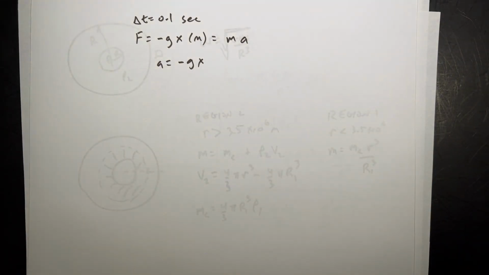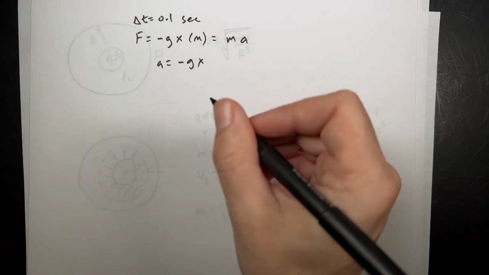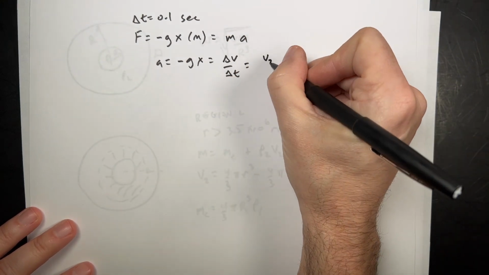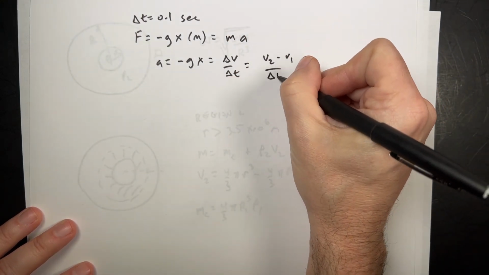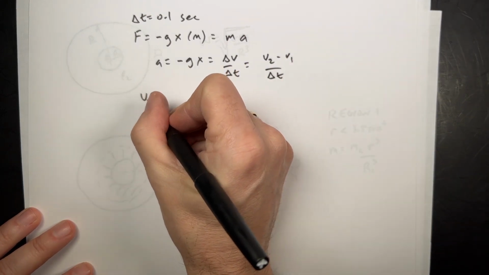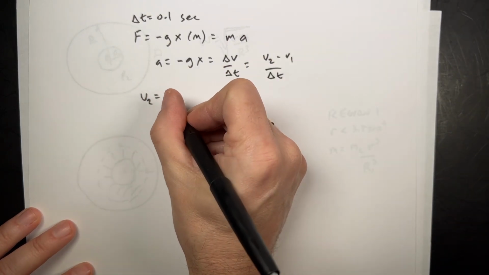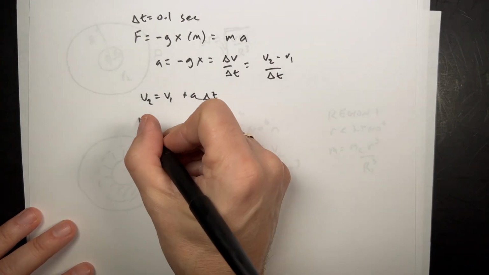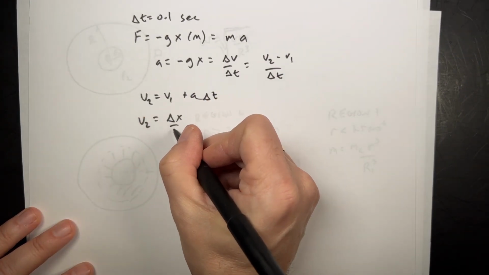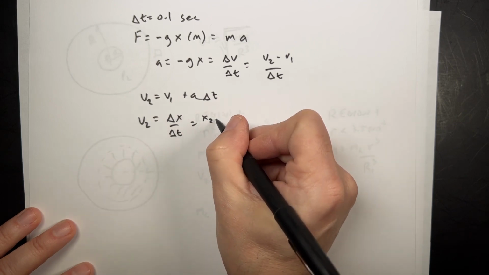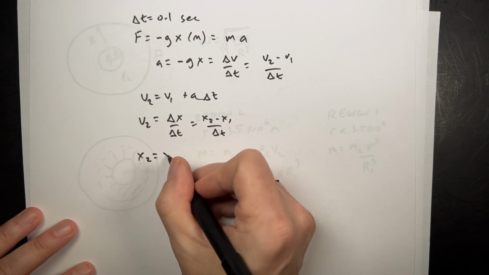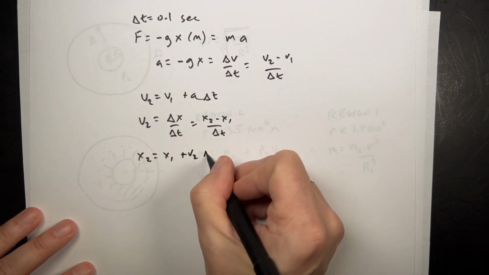Now, if I assume a short enough time interval, I can approximate this acceleration as constant. And I can say this is delta v over delta t, which is v2 minus v1 over delta t. And I can solve this for v2. So v2, the velocity at the end of the time interval, is v1 plus a delta t. Now I can assume v2 is constant, so it's delta x over delta t, which is x2 minus x1 over delta t. So I can solve that for x2: x1 plus v2 delta t.